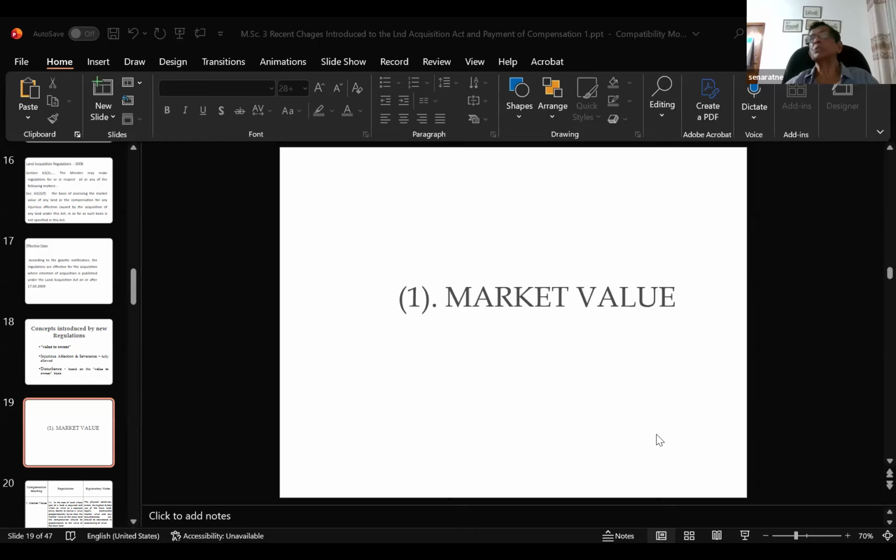Then 1st September 2008, the National Policy on Payment of Compensation was introduced, but it didn't last for a long time. Only after 6 months, generally nothing happened. I think we were not able to apply NPPC for any acquisitions during that period. But 2009, 17 March, Regulation 2008 was introduced, covering most of the lapses in the Land Acquisition Act, to pay fair and reasonable compensation to the owners.